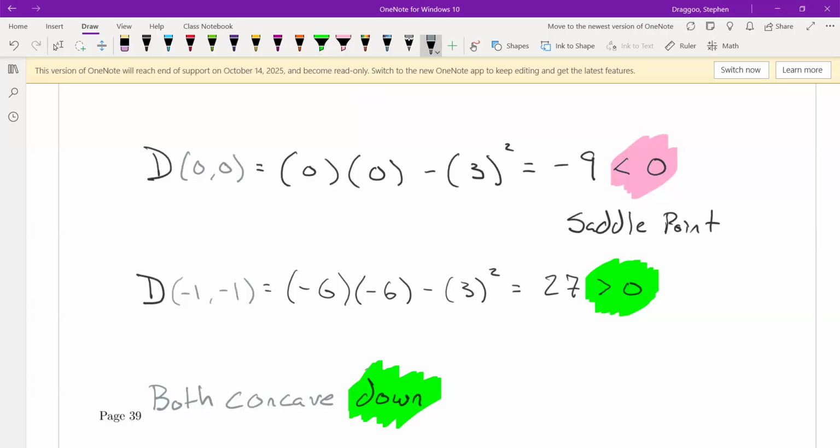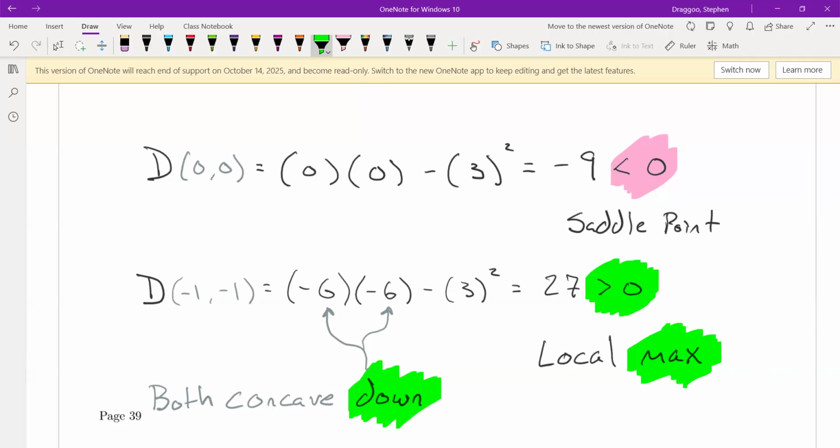So if I look at that guy and look at that guy, both of them were negative. They're both concave down. That means we have a local, the O comes first in local. Turns out I'm not very good with letters either. I have a local maximum because we're concave down.